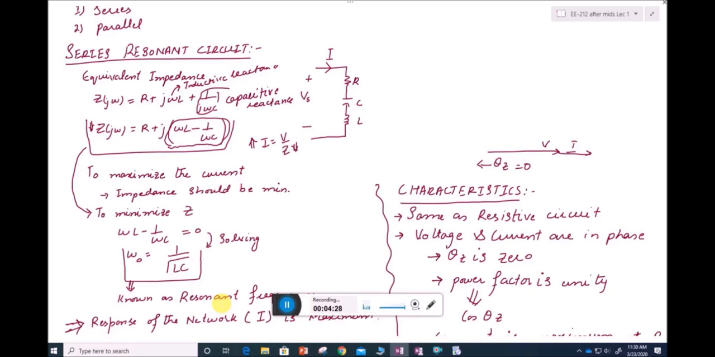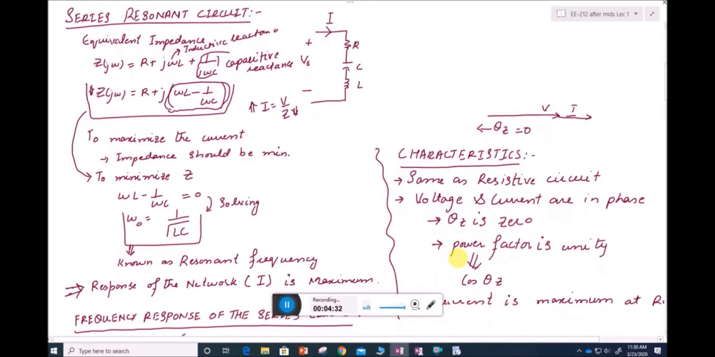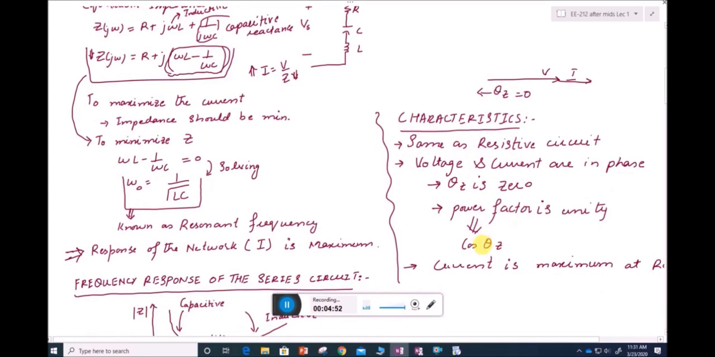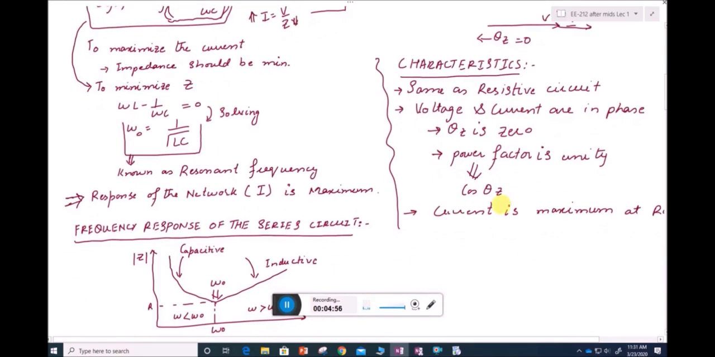Now if I have to define the basic characteristics of the series resonance circuit, at resonance it will act as a resistive circuit. And what are the properties of a resistive circuit? The voltage and current are in phase. So if they are in phase, the angle between voltage and current is 0. So if the angle is 0, the power factor is unity, because power factor is just the cosine of the angle θz. So this is the first property. The second property is the impedance is minimum, so the current will be maximum.